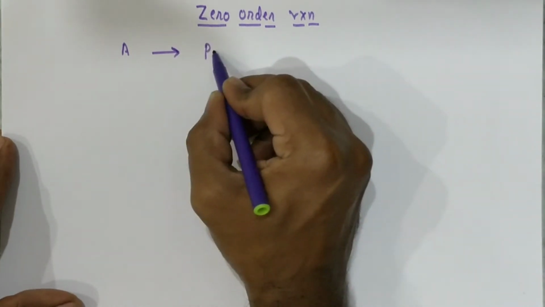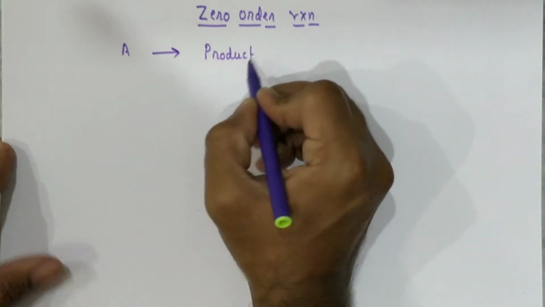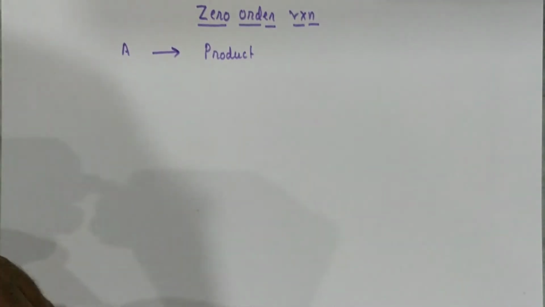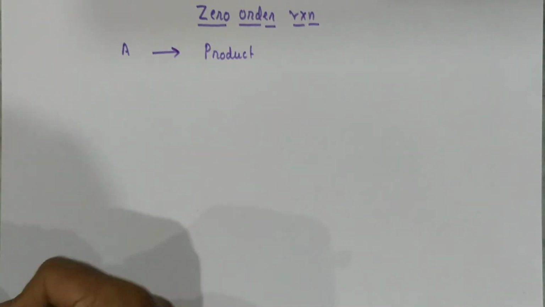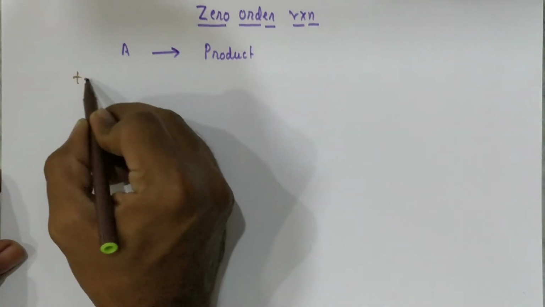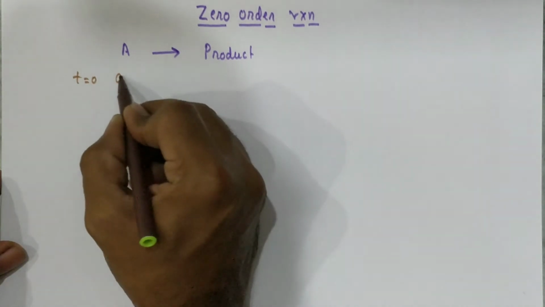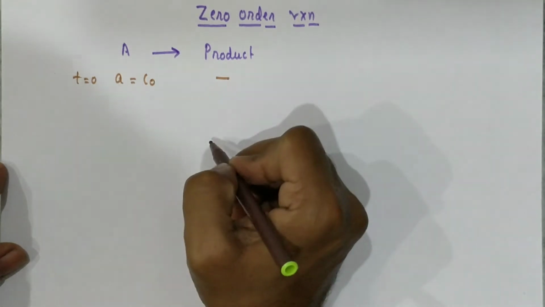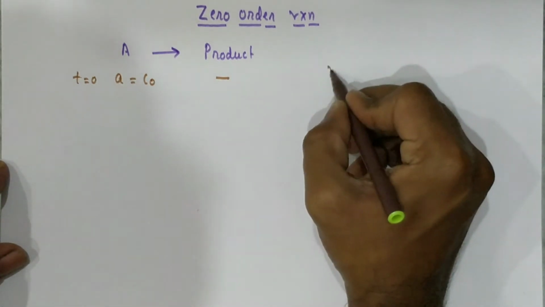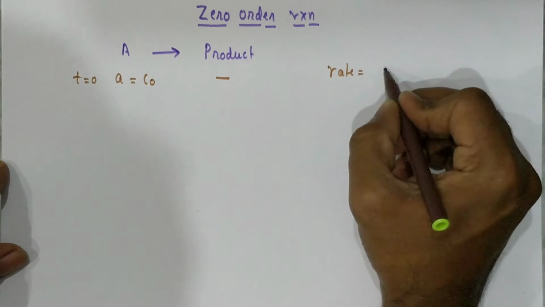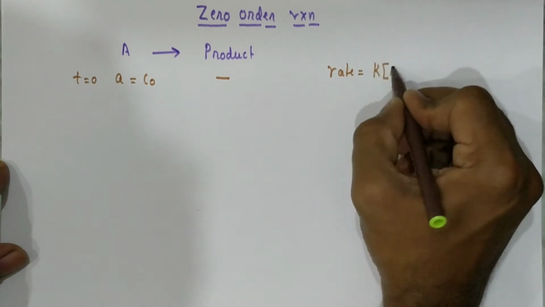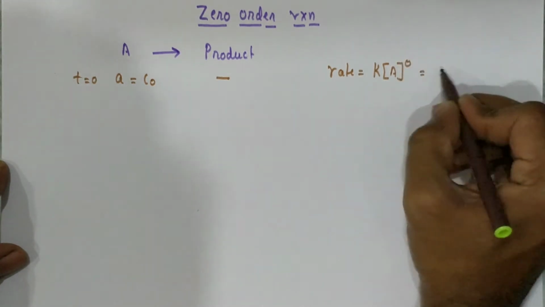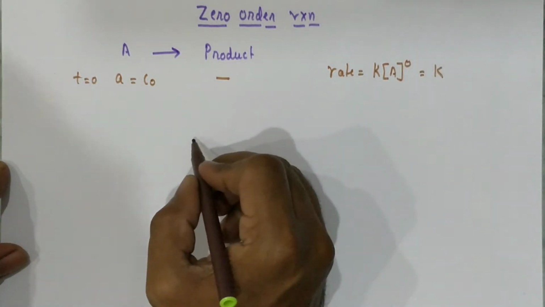So let's take one example. If we have a reactant A which gives product, at t equal to 0, if the initial concentration is A, which is also equal to C naught, and the product is not present, the rate of the reaction will be K into A to the power 0. Because A to the power 0 is equal to 1, so the rate will be equal to K.